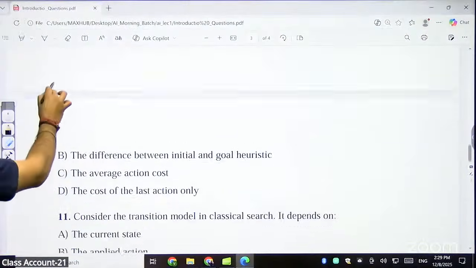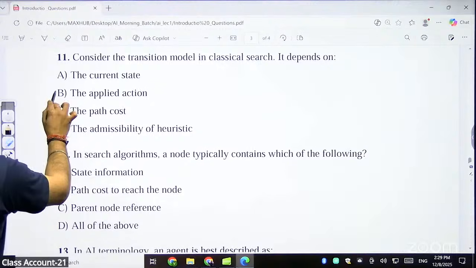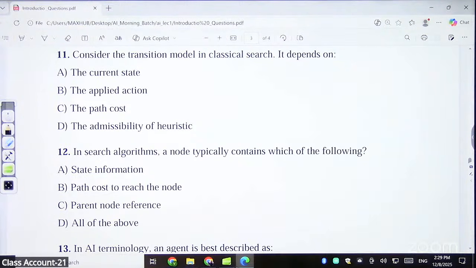Okay, question number 11. Consider the transition model in classical search. It depends on. This is an MSQ question. On what does it depend? Tell me, everyone. It depends on. Simple question, I think everyone can do this.